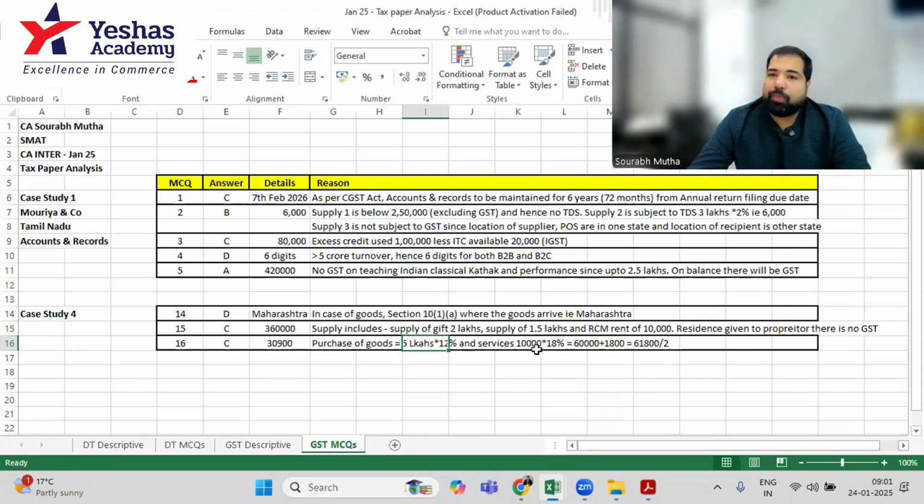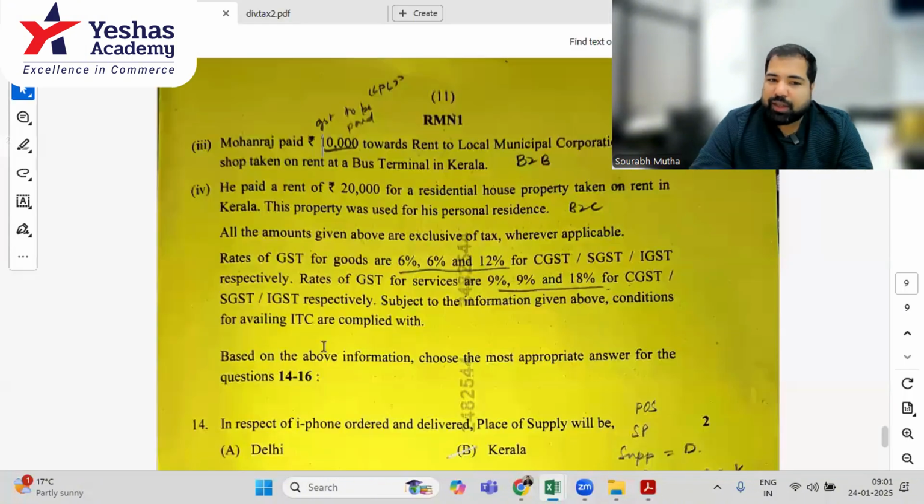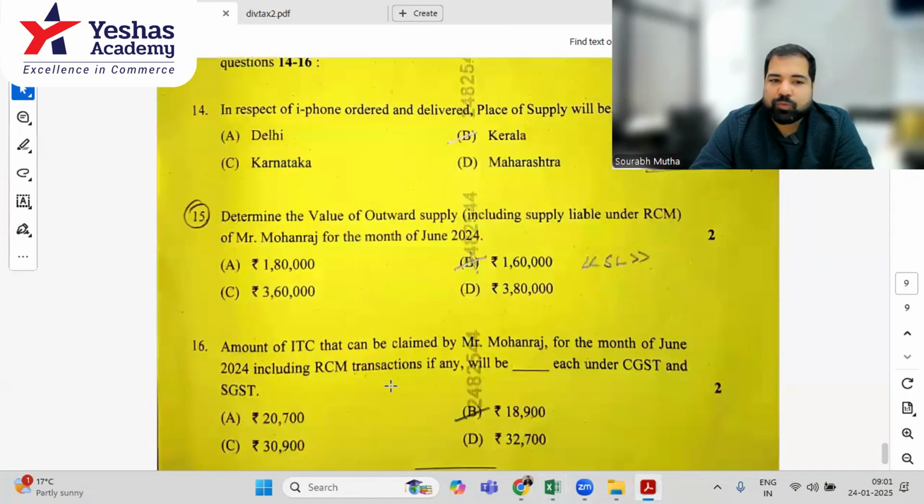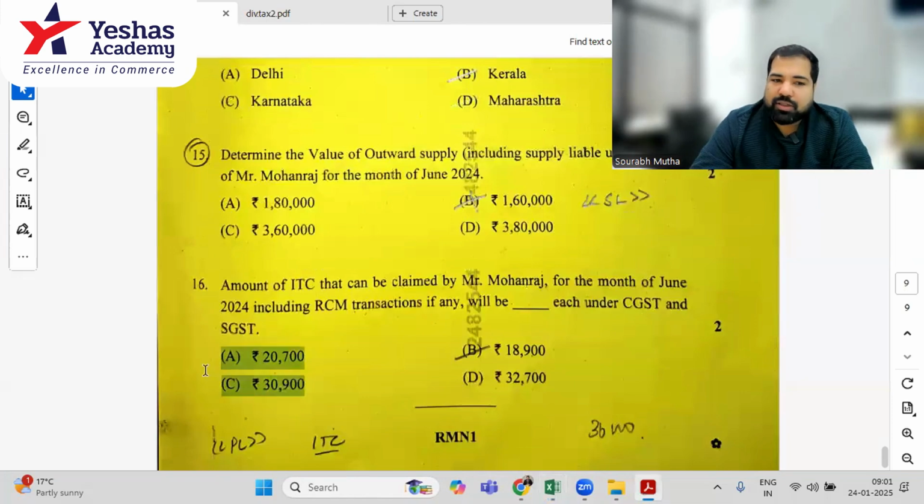Plus on RCM when you pay, there is also credit because again it is a purchase. So you're paying on 10,000 rupees at 18%, which is a small amount, 60,000 plus 1,800. That is 61,800. And divide by 2 because CGST, SGST. So that is 30,900. This is the right answer. Here we go. 30,900. Answer is C.